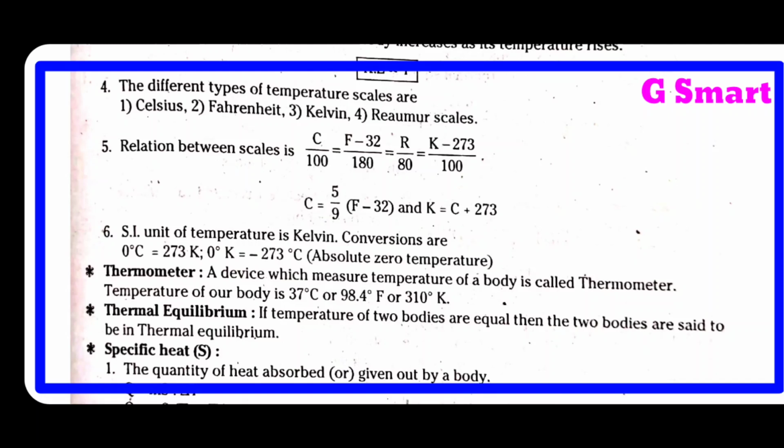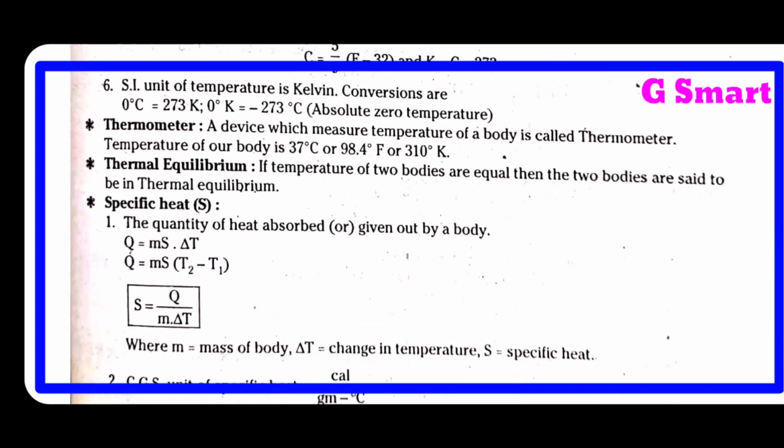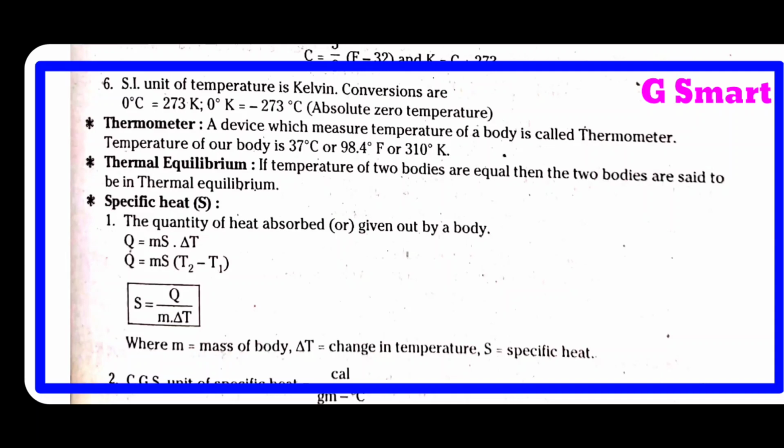Thermometer. A device which measures temperature of a body is called thermometer. Temperature of our body is 37 degrees centigrade or 98.4 degrees Fahrenheit or 310 degrees Kelvin. Thermal equilibrium. If temperature of two bodies are equal, then the two bodies are said to be in thermal equilibrium. If two or more bodies are at the same temperature, then we can say that all bodies are in thermal equilibrium.